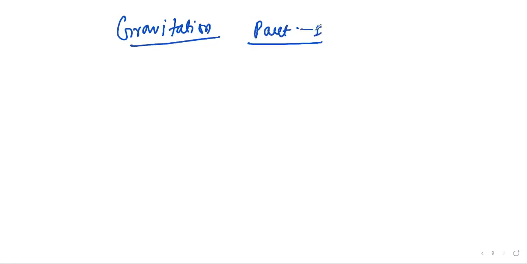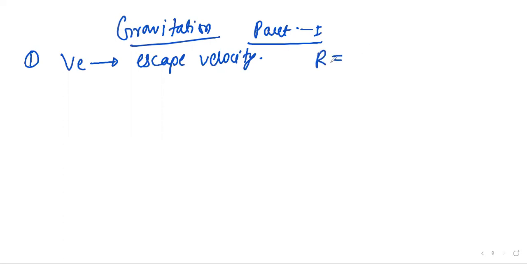Now see the next topic, that is gravitation, right, of part 1. So its weightage is 4% in NEET. So let's see the first question. Escape velocity from the earth surface is given v. So v is your escape velocity given to you. The escape velocity from the surface of another planet having a radius 4 times that of the earth.